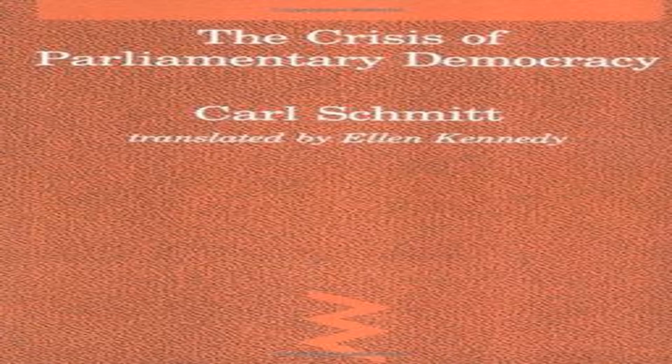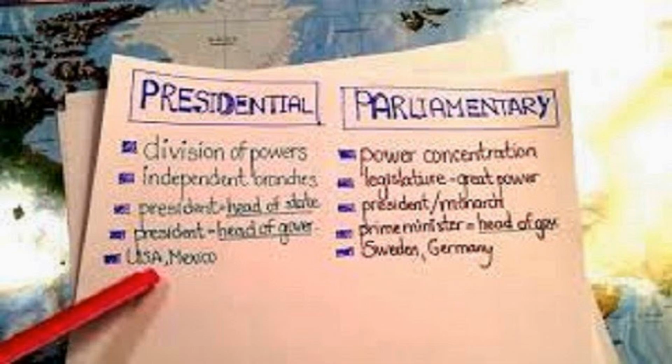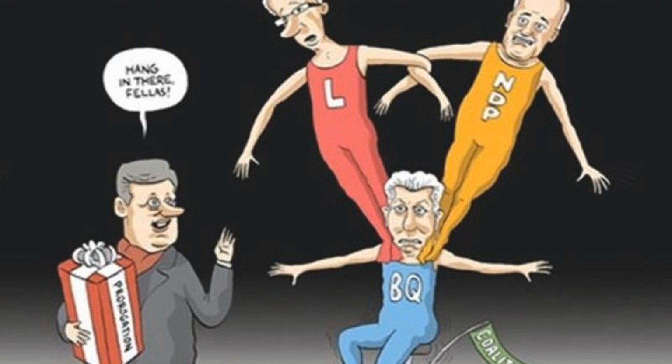The head of government, usually the Prime Minister, is typically a member of the Parliament and is accountable to it. Parliamentary democracy allows for a close relationship between the executive and legislative branches, fostering cooperation and effective decision-making.